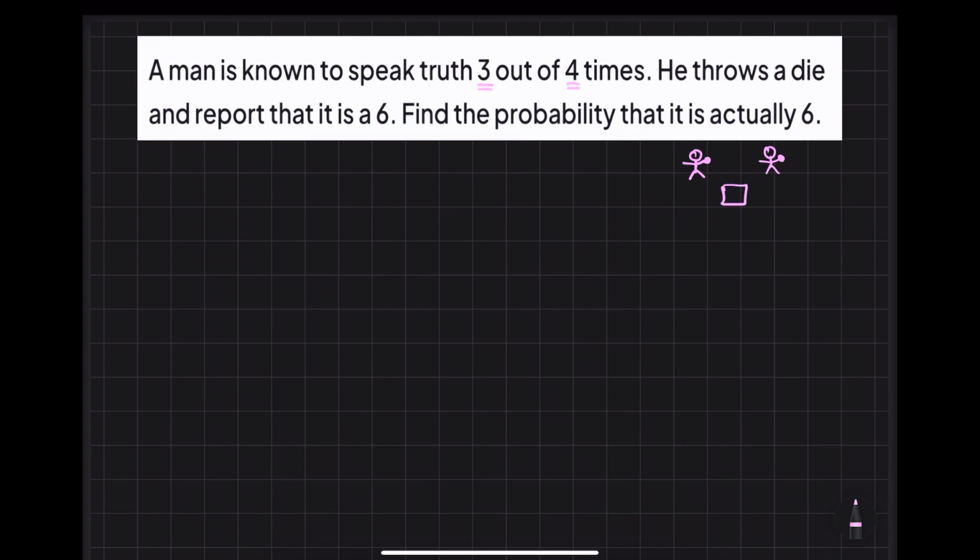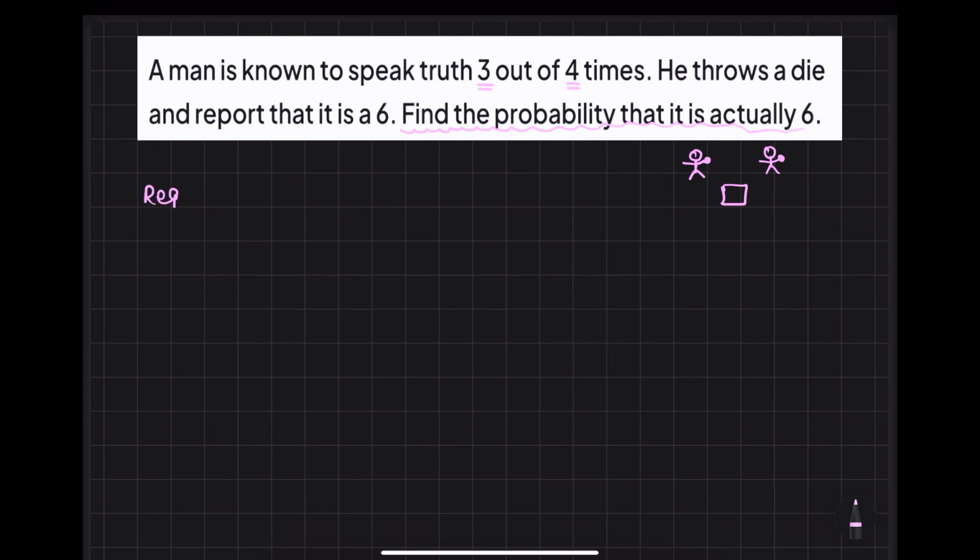Ludo with him. Okay, he throws a die and reports that it is 6. Now he throws a dice and he's saying that he got 6. Now you have to find out the probability that it is actually a 6.